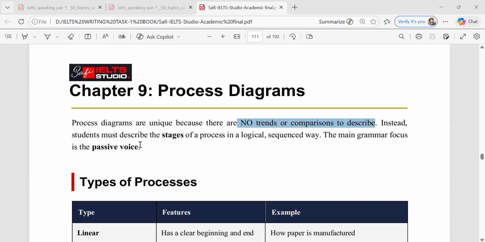So instead, students must describe the stages of a process in a logical, sequenced way. The main grammar focus is only passive voice. If you remember, I told you to practice your passive voice because process diagrams and maps, both of them are based on passives. We will use passives then.